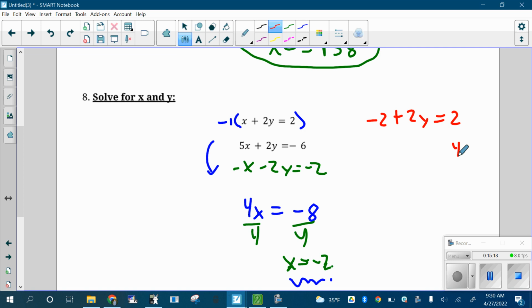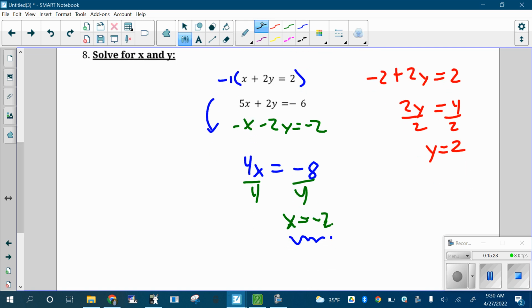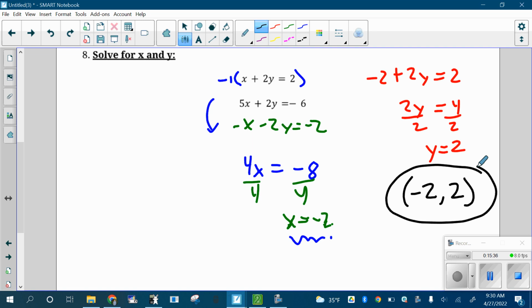Add 2 to both sides. Divide both sides by 2. I get y equals 2. Okay. I found my x and y. It's nice to write your answer as a point. So the point would be x is negative 2, y is 2. And that'd be my final answer.